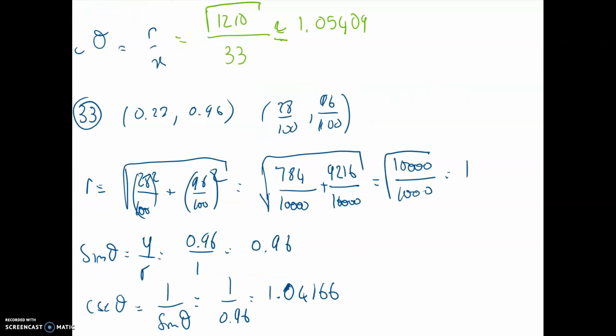Alright guys, so when you look at problem number 33, the first thing you will have to do is calculate the value of r by using the Pythagorean theorem. When you do the calculation, you will find 1, and then you will just have to calculate the sine and the cosecant. Sine being y over r and cosecant being the inverse of your sine, and this will be the answer to your questions.